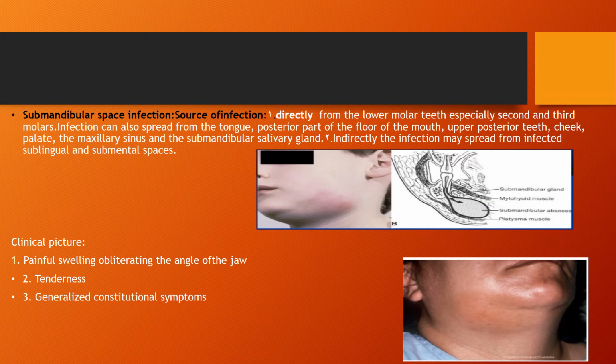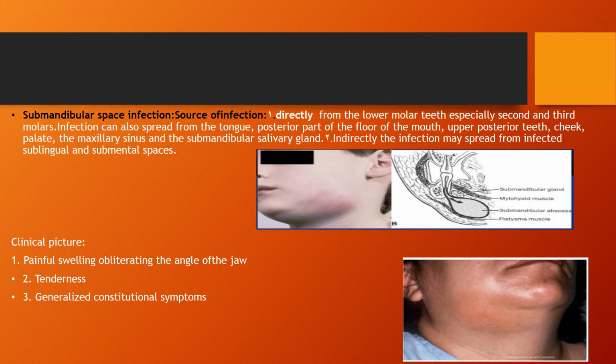The source of infection is: 1. Directly from lower molar teeth, especially second and third molar. Infection can also spread from the tongue, posterior part of the floor of the mouth, upper posterior teeth, cheek, palate, the maxillary sinus, and the submandibular salivary glands. And 2. Indirectly, the infection may spread from infected sublingual and submandibular spaces.